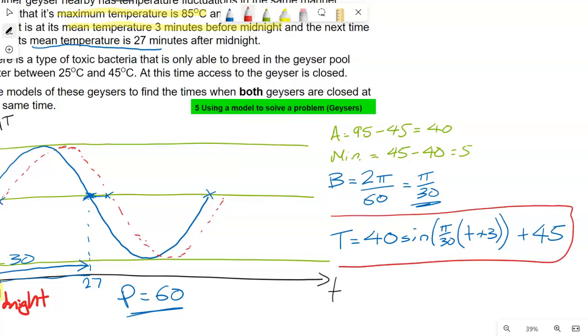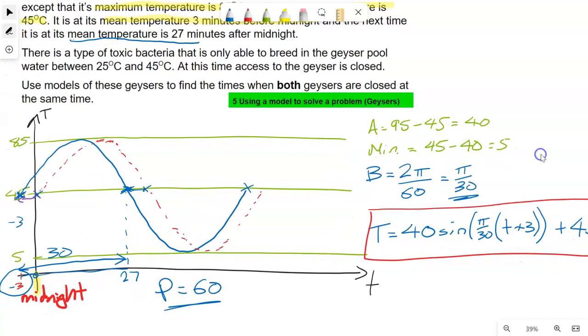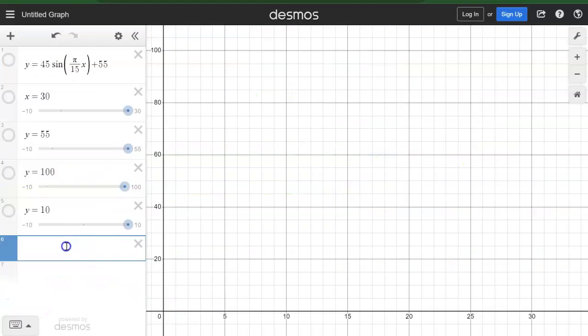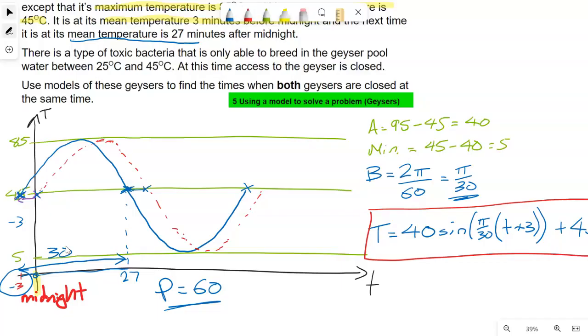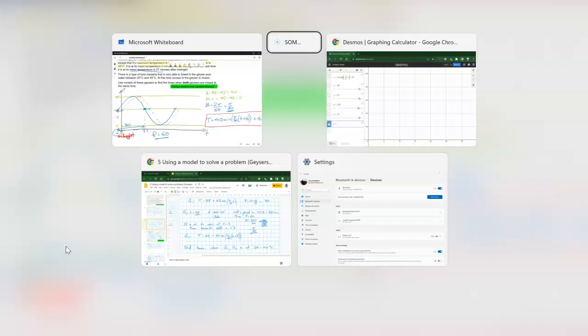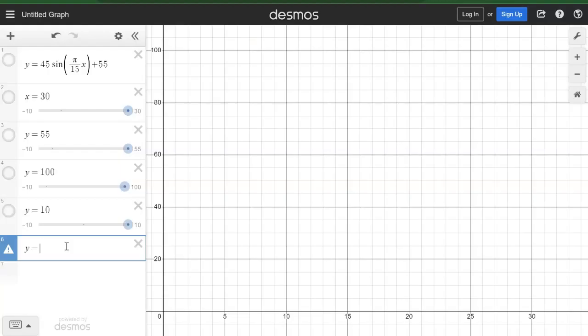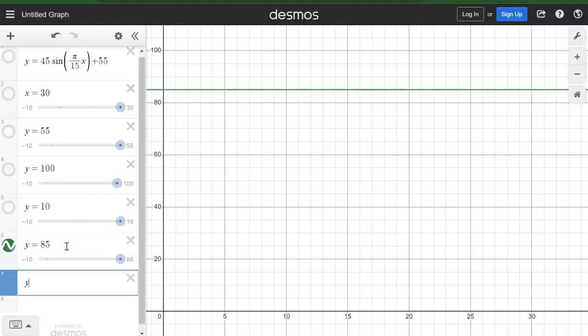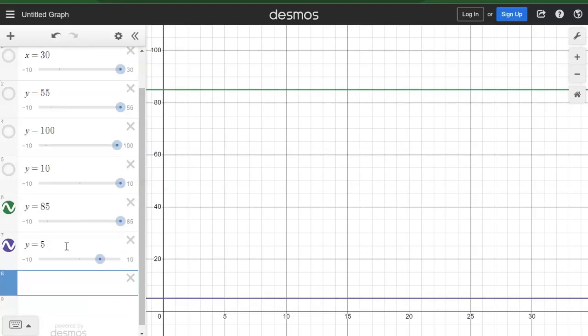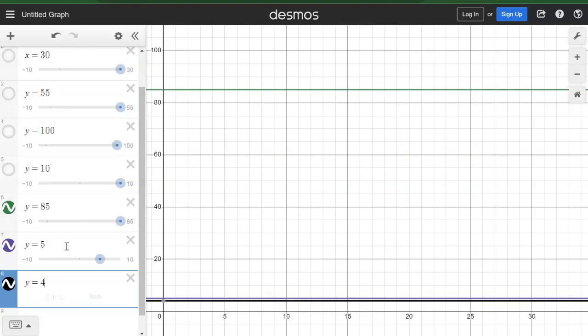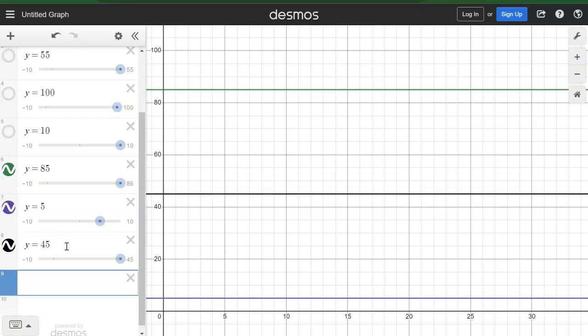So now we can go chuck it into Desmos and see what it looks like. Right, now just like before, we might want to put in our maximum and minimum according to the little diagram we made. There's our diagram. The top was 85, the bottom was 5. So let's give it a go. y equals 85, y equals 5, and the middle is 45, y equals 45. This is really helping us to make sure we're doing everything right.